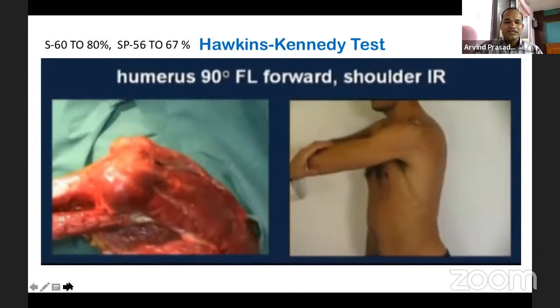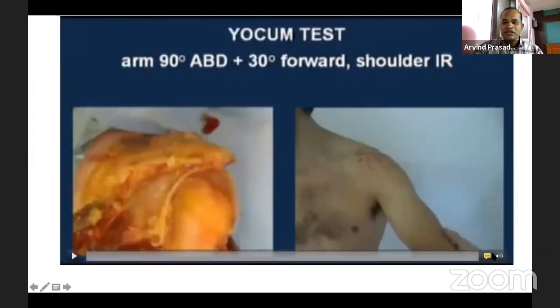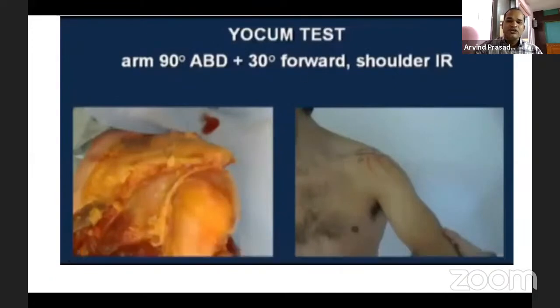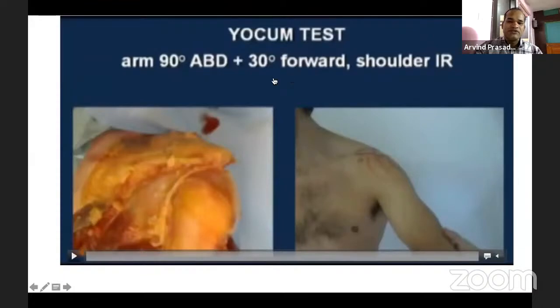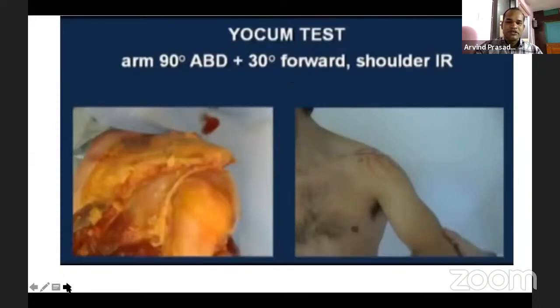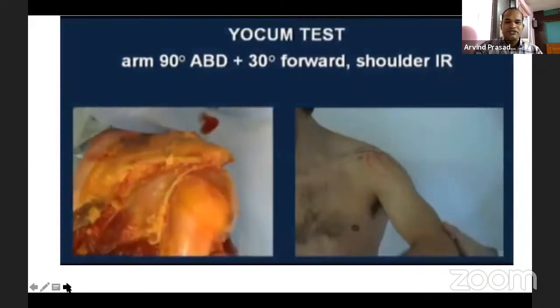The next is the Yocum test. This is almost like the Hawkins-Kennedy test. The only modification is 30 degrees of forward flexion of the shoulder joint. So again, this test is for impingement.